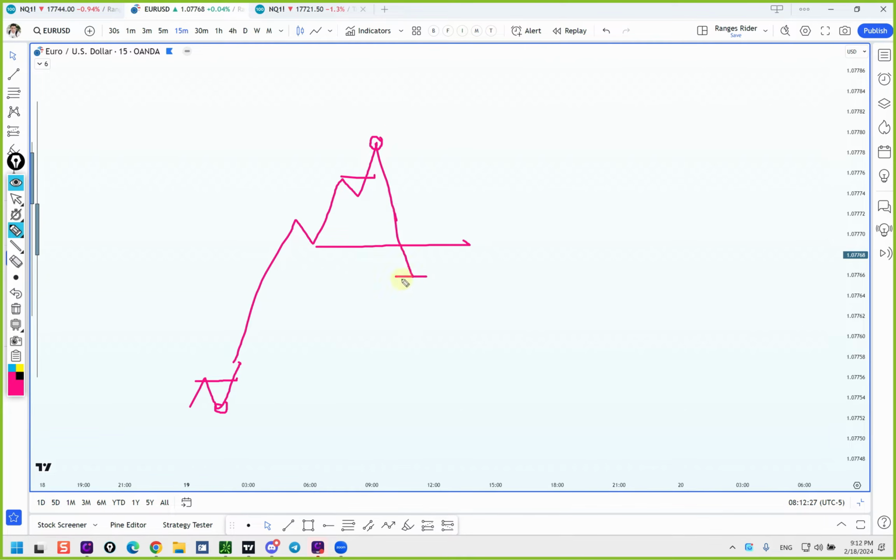Once we have the valid structure, what we are looking for is the price to take the internal range liquidity. This is called the internal range liquidity. And then we are expecting the external range liquidity. This is the very basic thing.